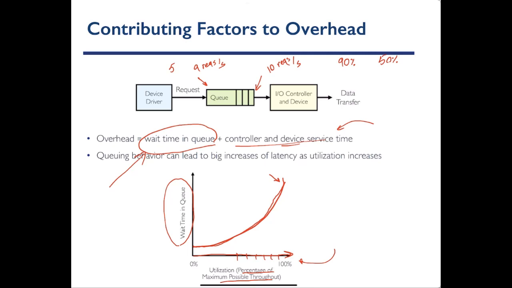And at some point, it actually blows up. So usually you cannot reach the maximum utilization, depending on the parameters of your queue.